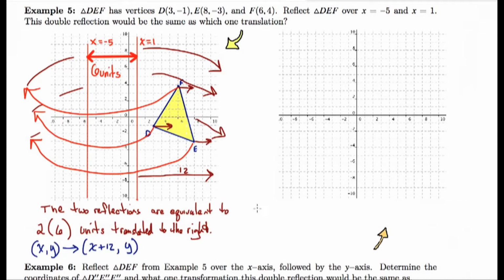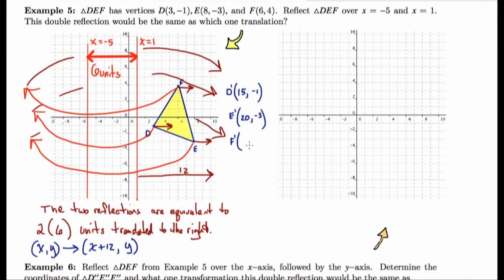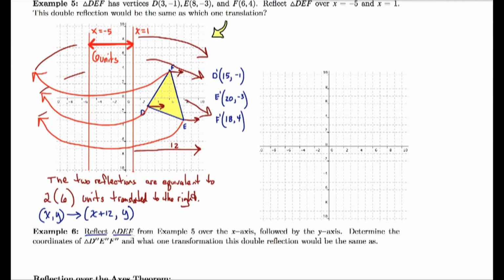So 2 times 6 is 12, so my rule is (x, y) translates to (x + 12, y). Y doesn't move anywhere. So here are my double prime coordinates. I think I wrote it as a prime, but that should be a double prime. And you can see the y coordinates are the same and the x coordinates we're adding 12.